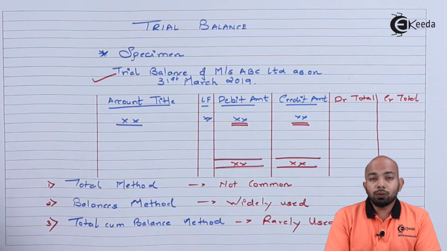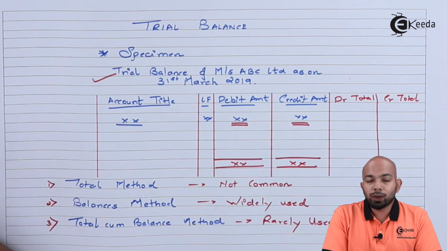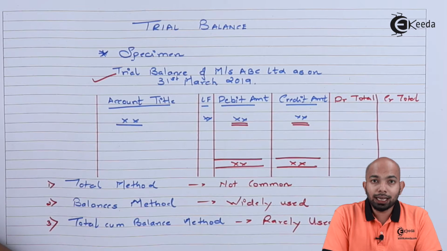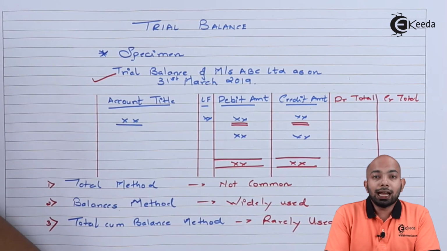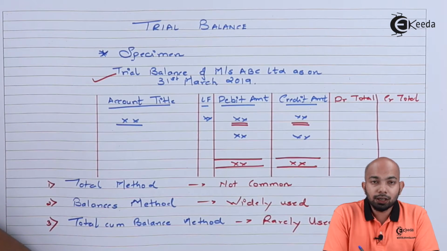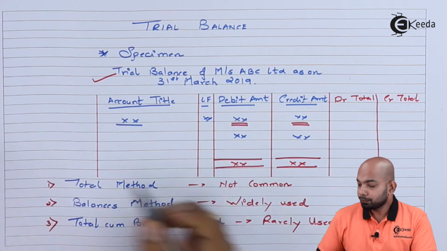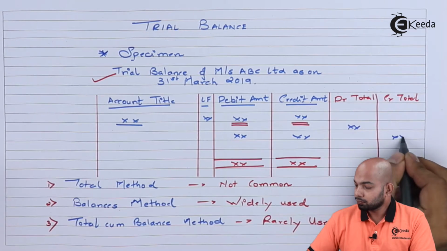So as we have prepared here, we have debit total and credit total when it comes to the third method, that is total cum balances method. In the first 2 columns, we'll be mentioning the total of the balance in the ledger. So that means the debit total and the credit total of that specific ledger will be mentioned here. And the balances as per that specific ledger account will be mentioned either on the debit side or on the credit side, whichever the nature is as per the account title.